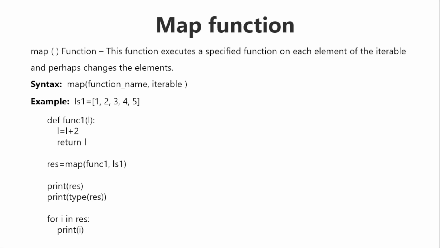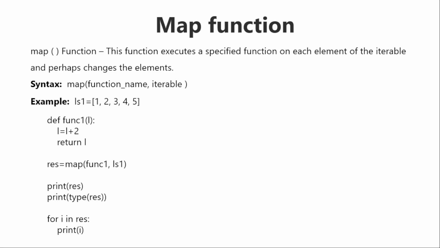So if you look into the example, we have ls1 is equal to 1 2 3 4 5 as an iterable, and we have a function def func1 of l, l is equal to l plus 2, return l. So this is the function which we need to act on each and every element of the iterable object. The final output I have called as result, and I have created a map function. In that I have given the function name as func1, which I have created, and an iterable ls1.